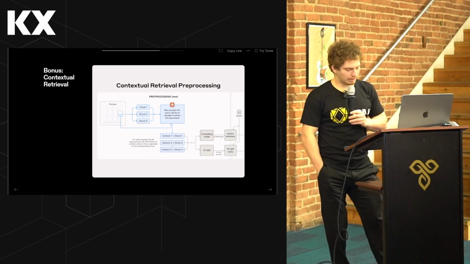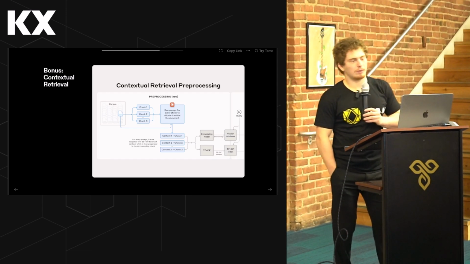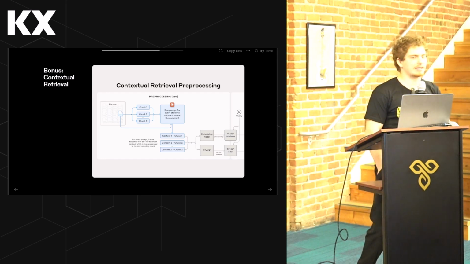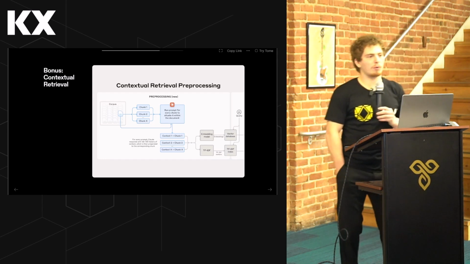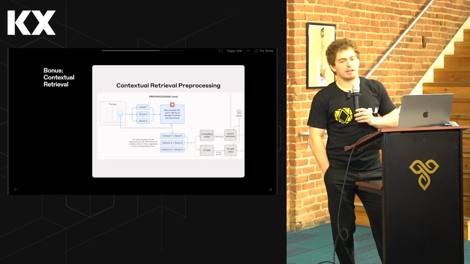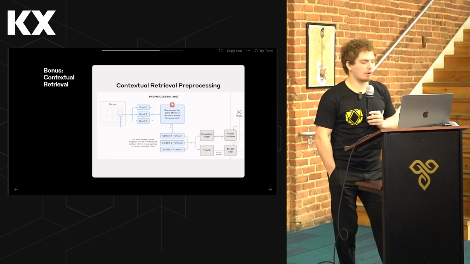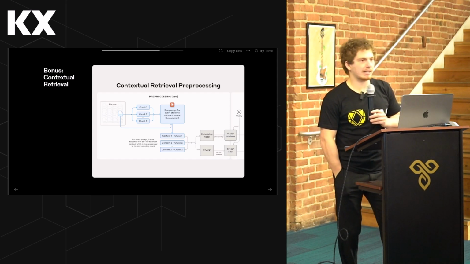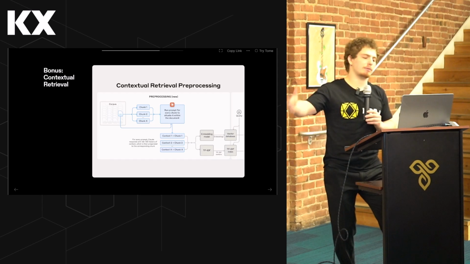Contextual retrieval has a lot of bonuses. One, it fixes this issue that we don't really know the context of the entire document in our chunk. It also can move our embedding in a good place, towards a better place in embedding space.